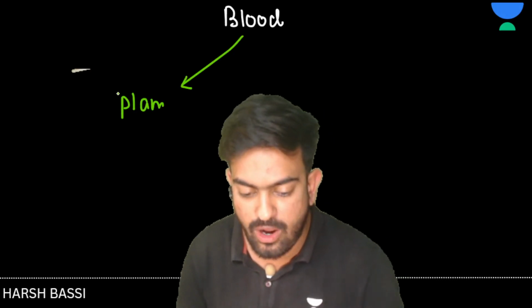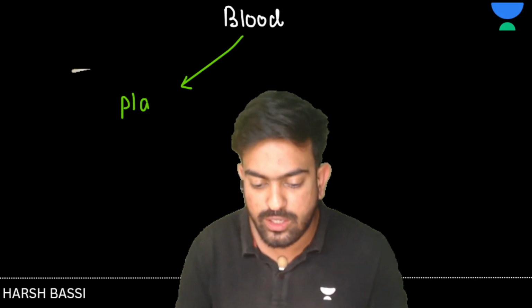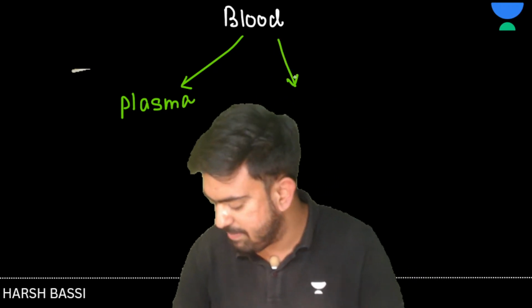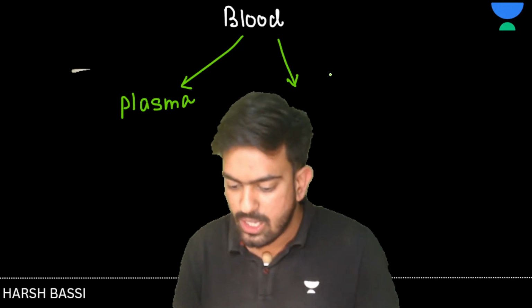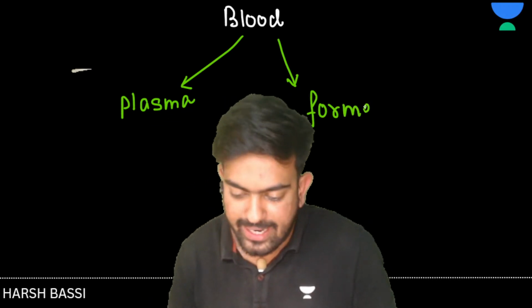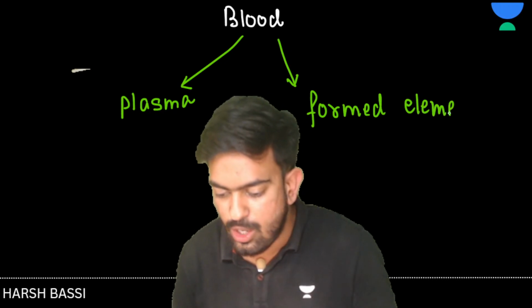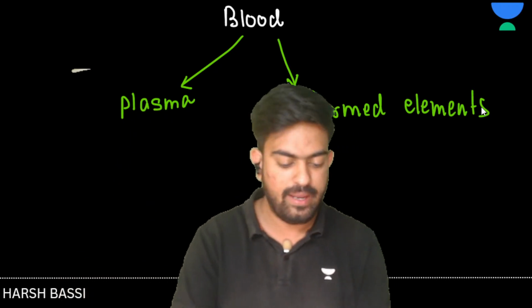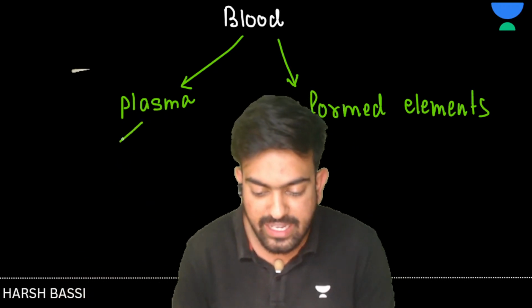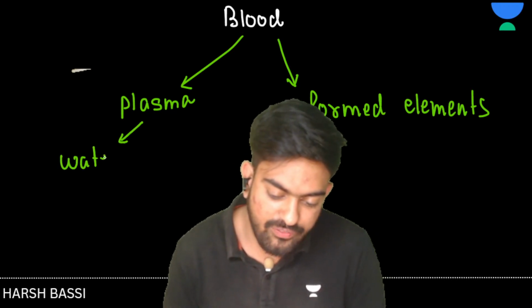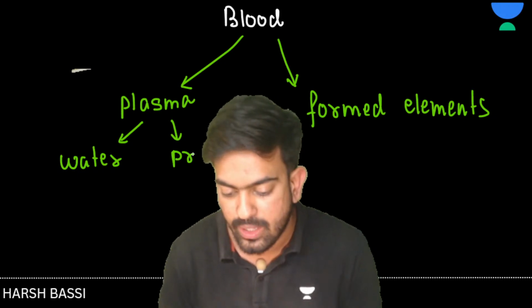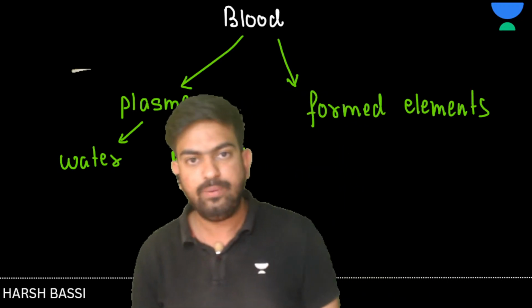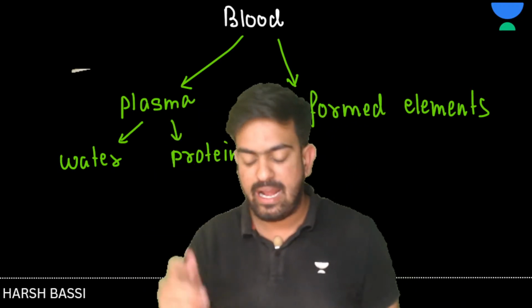And after this plasma, we have the cells. Plasma और किससे बना है? Blood cells से बना है. Right? So plasma and formed elements. If I talk about the plasma, plasma में क्या क्या है? In plasma we have water, and after that we have proteins. So blood is made up of plasma and formed elements.